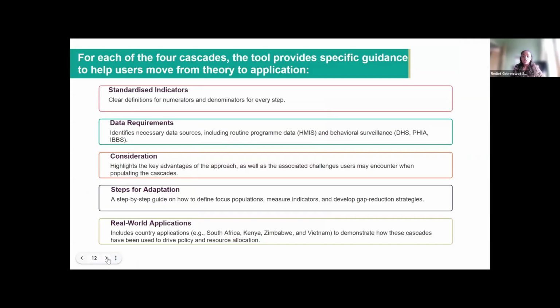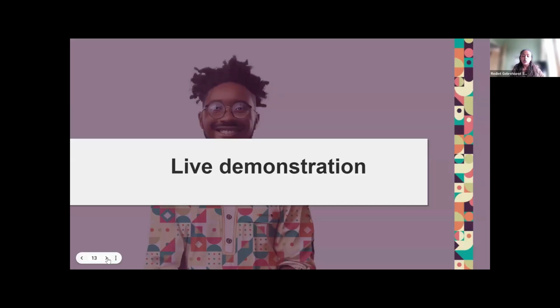So for each of these prevention cascade approaches, the guide provides standardized indicators, definitions for numerators and denominators, required data sources, step-by-step instructions for adaptation, and considerations that call out the unique strategic advantages and data collection challenges of each model, and finally, real-world application of the cascades. Next slide, please. So basically, this is what the tool contains, but now I'm going to provide a live demonstration.